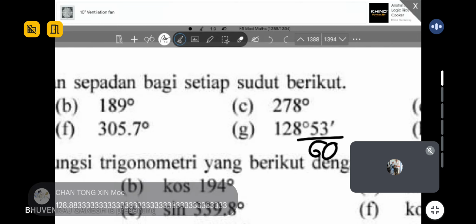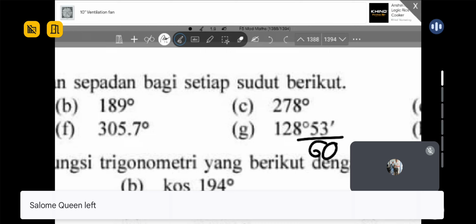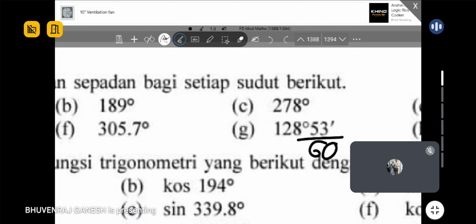Wah, Chan Tong Sin, you are better than the calculator. Your value is longer than the calculator. Not bad. The calculator got only 5 threes. Your answer got, I don't know how many threes. I think more than 10 or 15 threes.